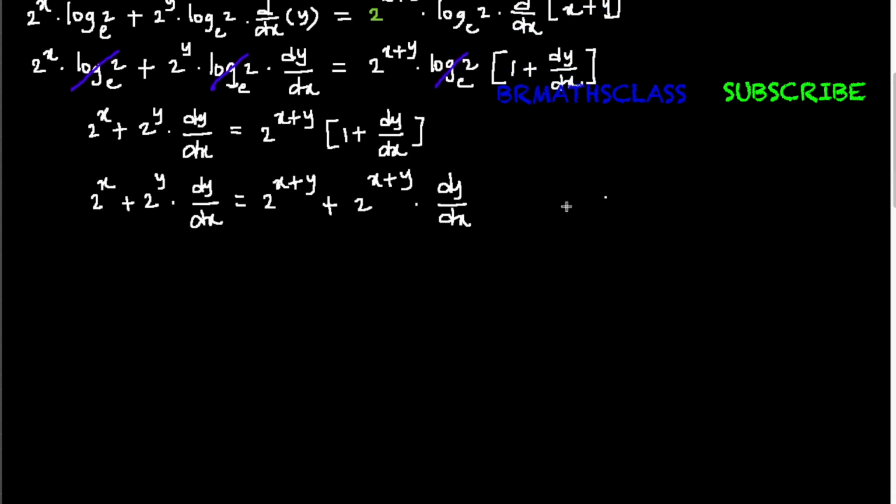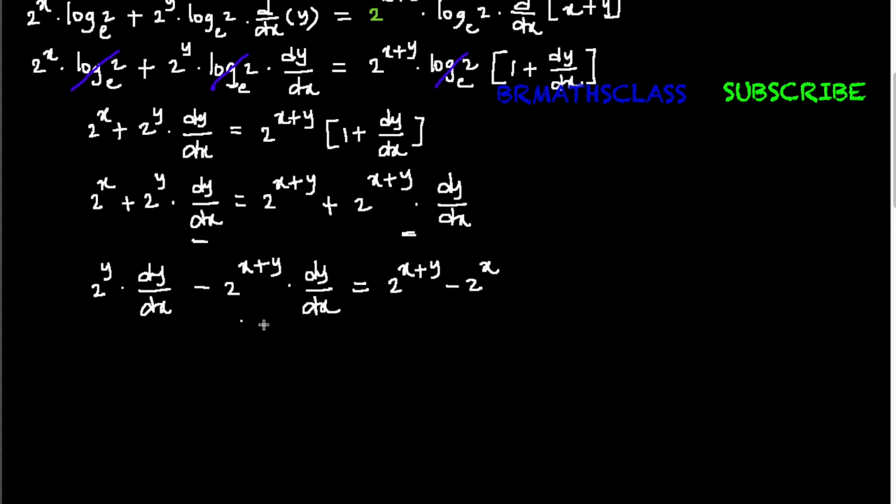Now the differentiation is over. Once the differentiation is over, you write all dy/dx terms at one side and remaining terms on the other side. You observe this is the one which is having a dy/dx term, and on this side this is the one which is having a dy/dx term. Now in the left hand side you take dy/dx common. If we take dy/dx common in the left hand side, 2^y minus 2^(x+y) is remaining, equal to 2^(x+y) minus 2^x.